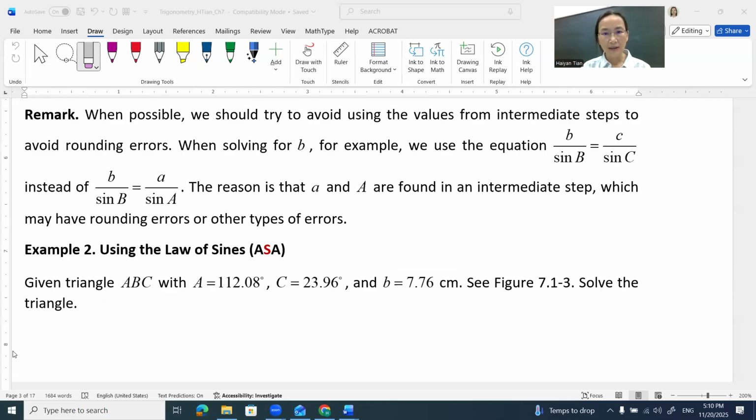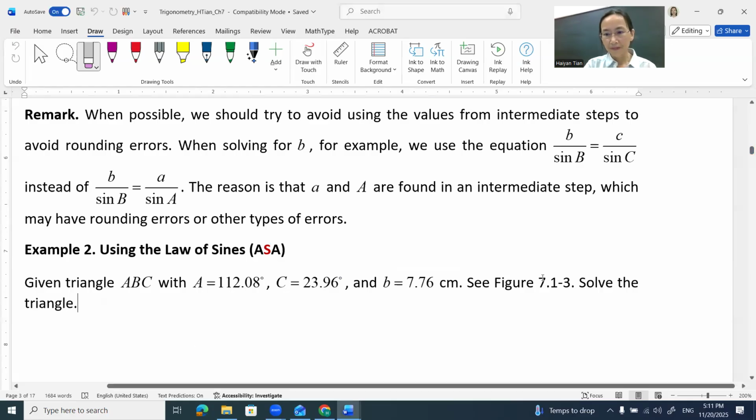Okay, so let's look at the given information: given triangle capital ABC, the angle, and the side. And let's look at the information in the graph.